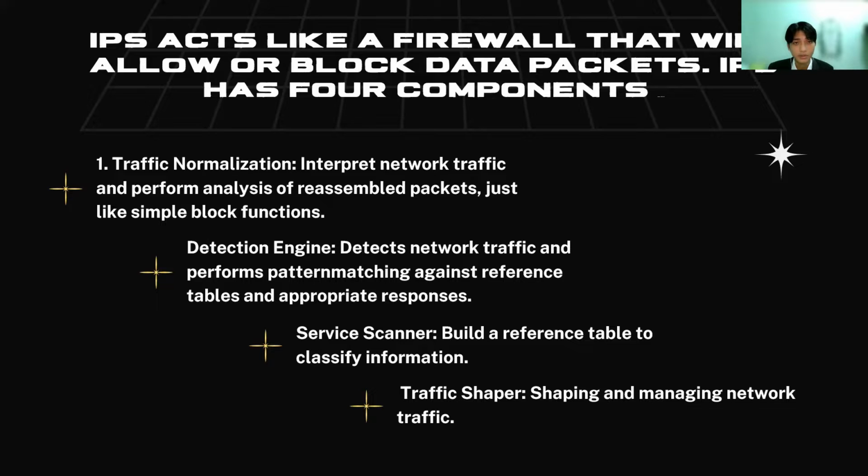The IPS has four components. First, traffic normalization, which interprets network traffic and performs analysis or reassembles packets, just like simple block functions. Second, detection engine, which detects network traffic and performs pattern matching against reference tables, and an appropriate response. Third, service scanner, which builds a reference table to classify information. Fourth, traffic shaping, which manages network traffic.